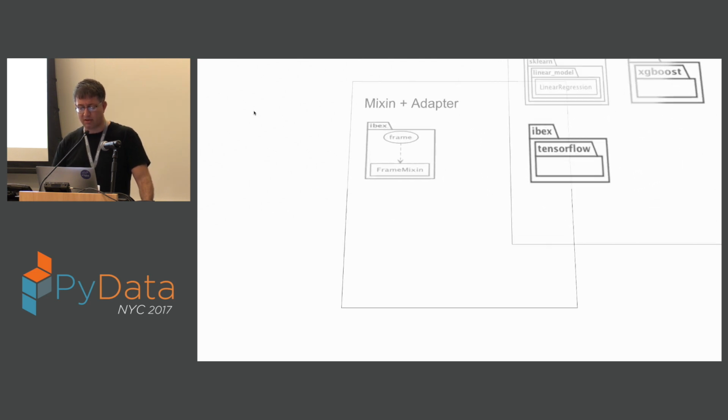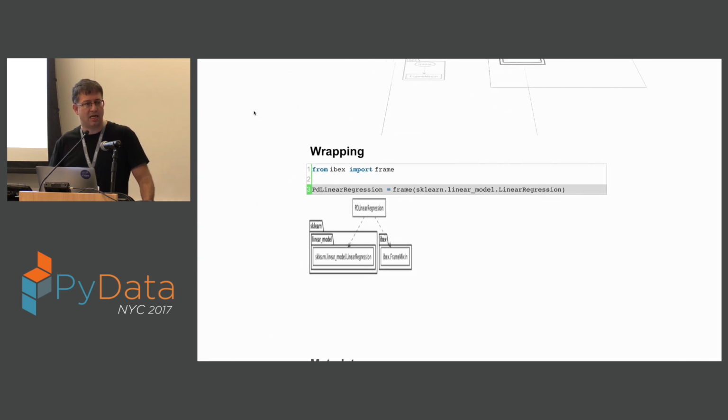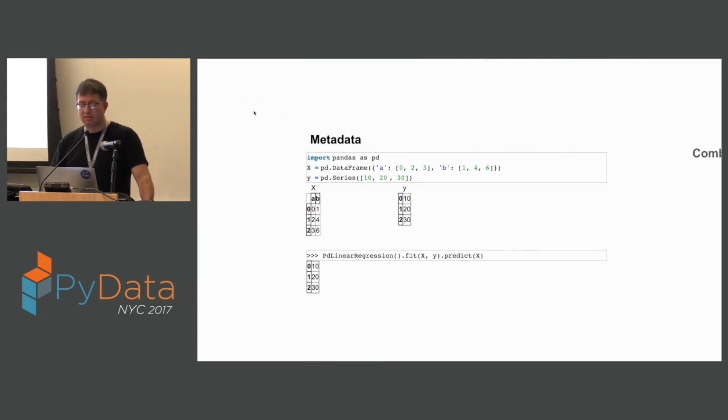Let's start with the lower level. It just contains a function and a mixin. It works this way. Suppose you take a Scikit-Learn compliant stage, for example Scikit-Learn's linear model LinearRegression, and you call the frame function. What it does is devise at runtime a new class that subclasses both the original class that you've given it and the mixin, the ibex frame mixin. This resulting class that subclasses both of them gives us two things. For one, it now understands metadata. It takes only Pandas data frames and series, and it outputs only Pandas data frames and series.